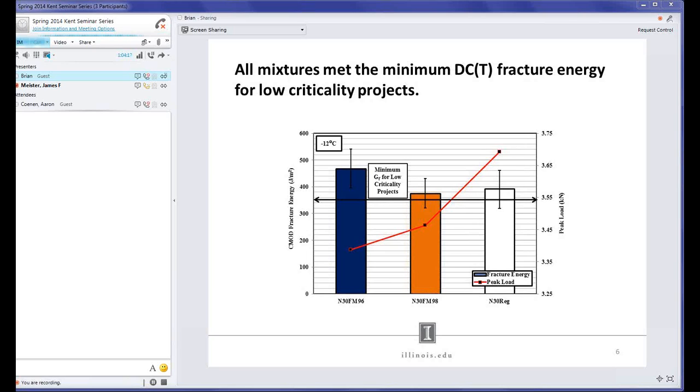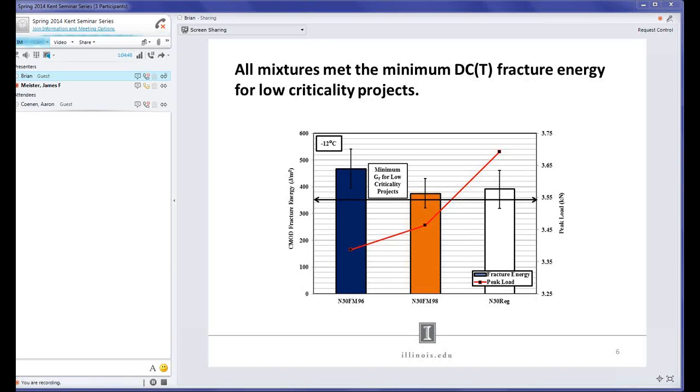But their recommendation for a base course mix was a fracture energy of 350 joules per meter squared or more, tested at a temperature of the PG low grade +10. So we based our PG low grade on the environmental climate, not the low grade of the asphalt binder itself, or I guess the virgin grade of the asphalt binder.